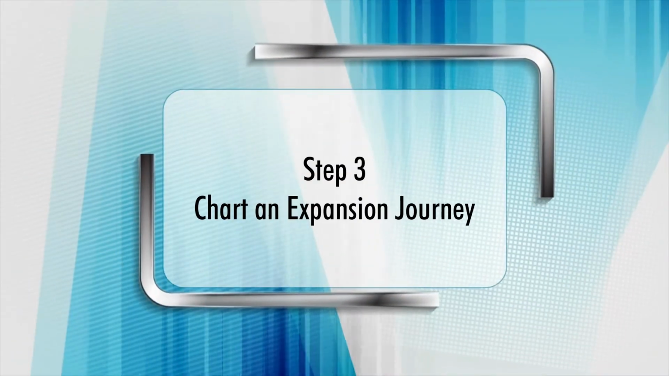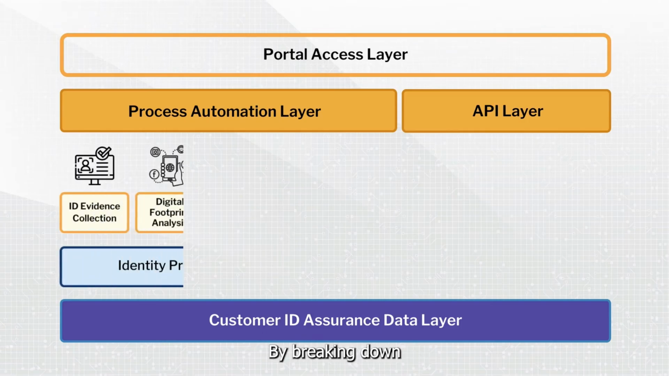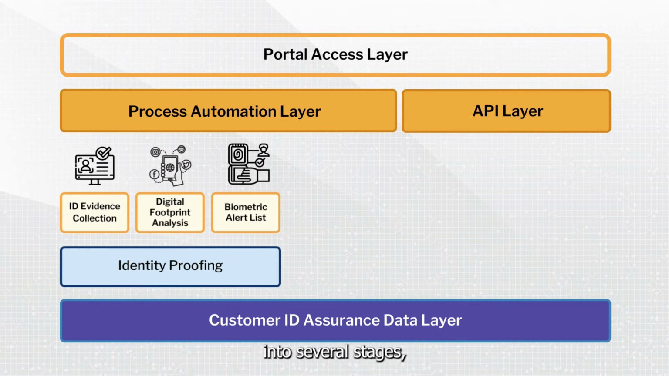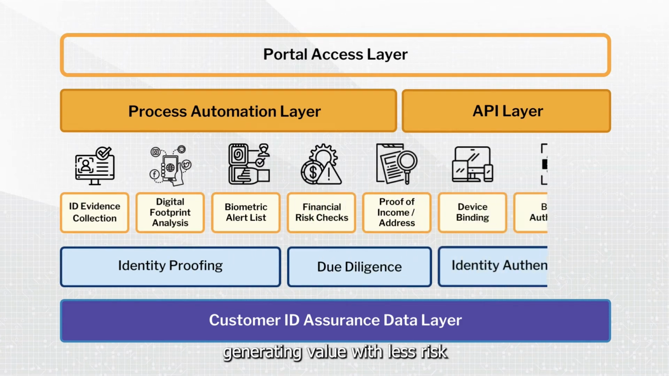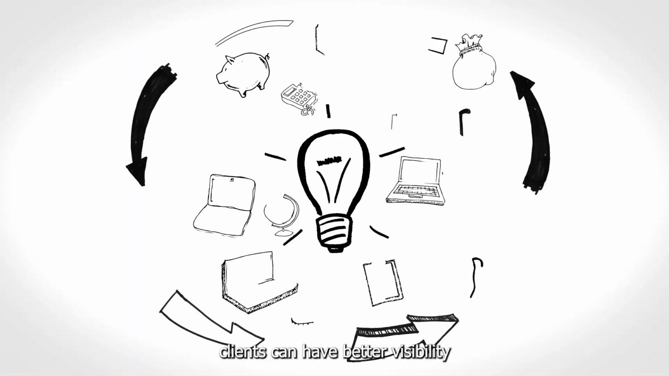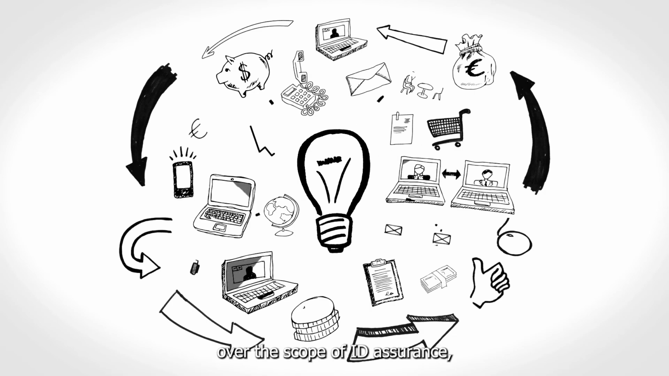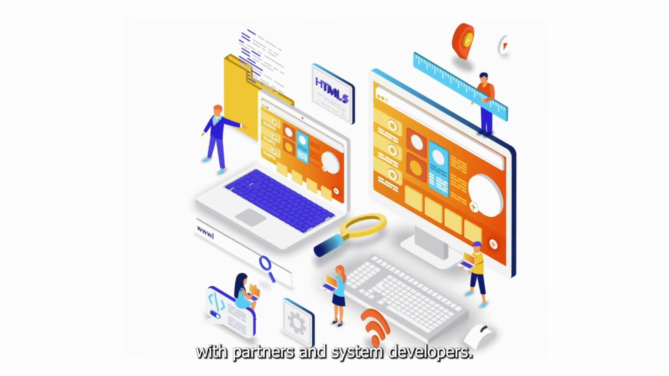Step 3. Chart an expansion journey. Implementing all features and facets in one go can be overly ambitious. By breaking down the project implementation into several stages, companies can scale the system intentionally and start generating value with less risk, within a shorter time frame. With EMAS CIDA, business clients can have better visibility over the scope of ID assurance, and better align their objectives with partners and system developers.